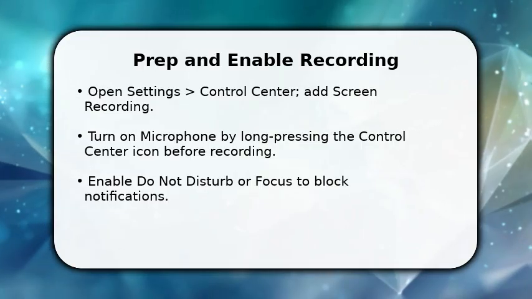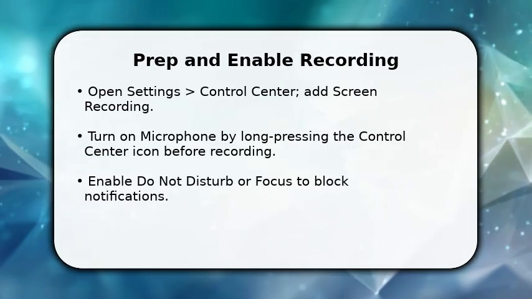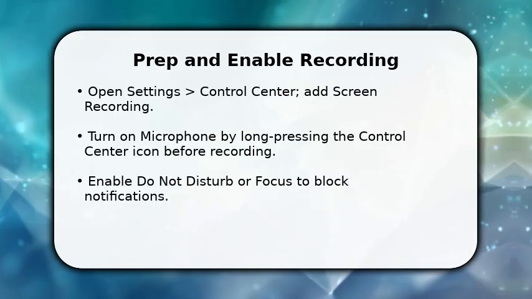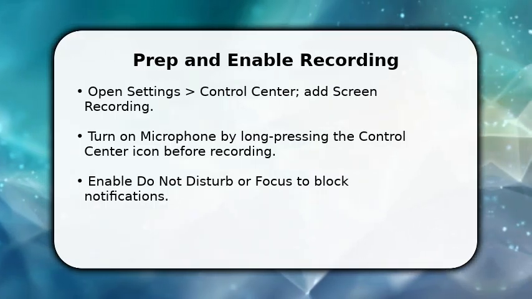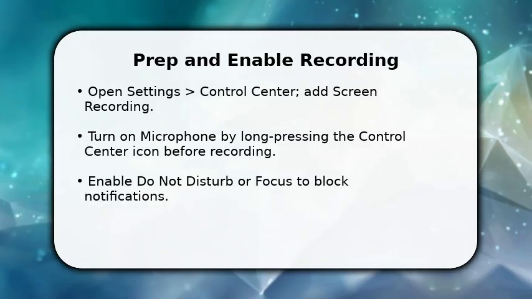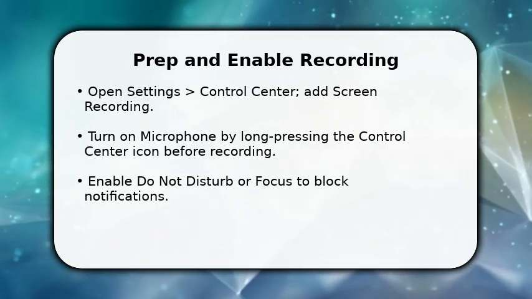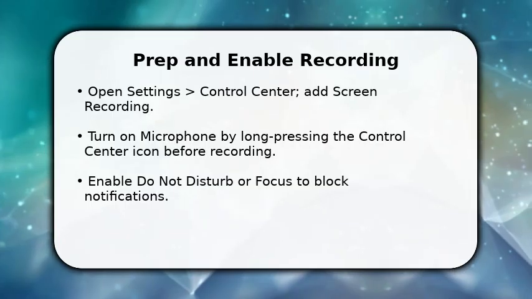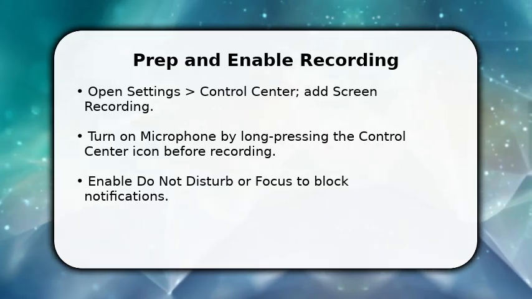You need 2 quick settings before you record. First, open Settings, go to Control Center, and add screen recording so the toggle appears. Once added, swipe or press to open Control Center, long press the record icon and tap the microphone to capture your voice. This captures internal and external audio as needed. Also, enable a focus or do not disturb to prevent pop-up interruptions.